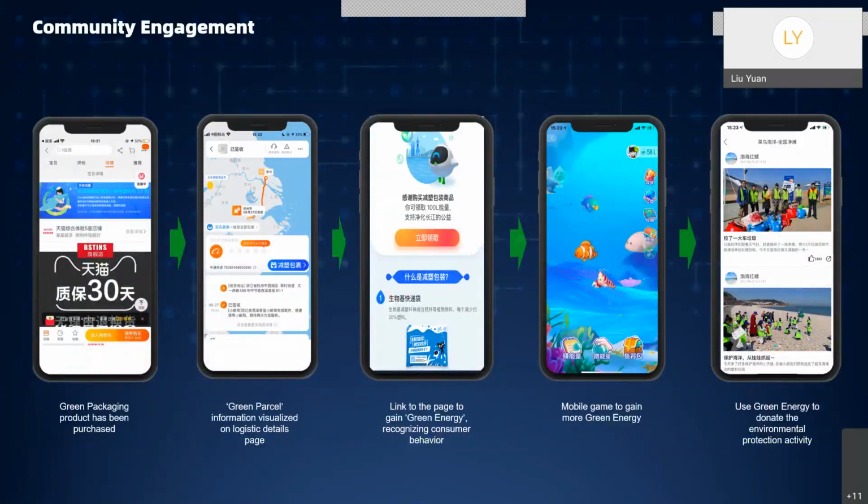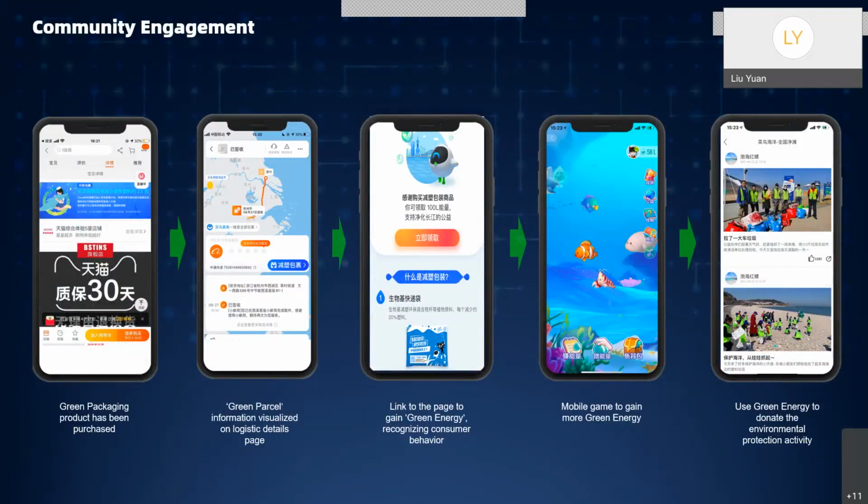And at the end, which we see is even more important, is community engagement. Since what a single enterprise can do is very limited, we would like to leverage our platform attributes to engage more consumers and more customers to do the green activity together.